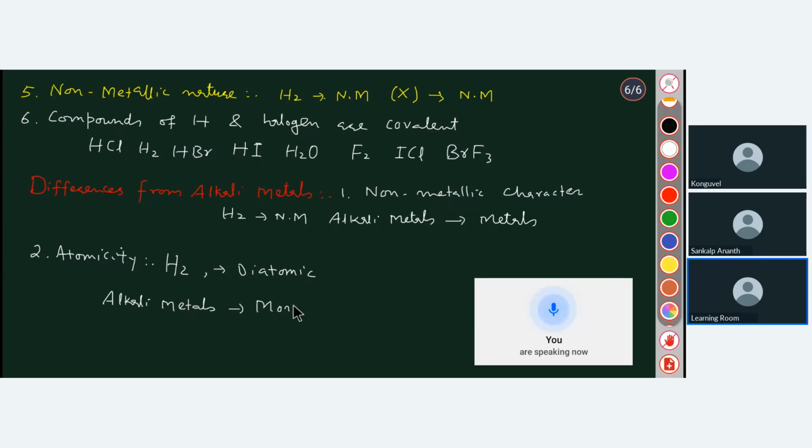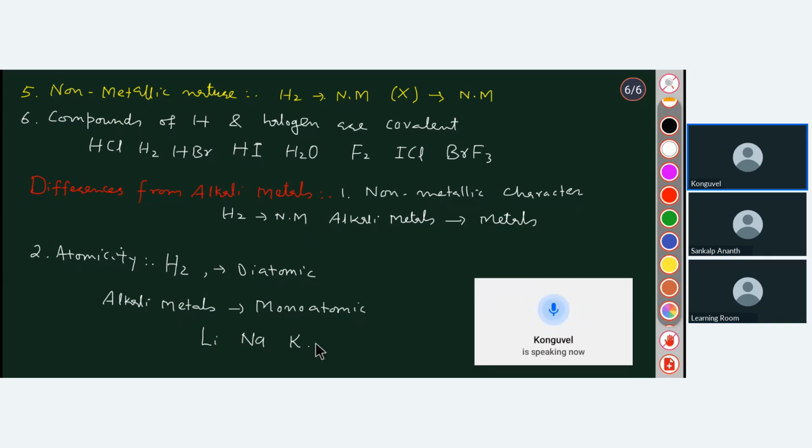Whenever you write them, you just write lithium as Li, you don't write it as Li2. Similarly, sodium as Na, potassium as K. You never write K2, Na2, Li2. So this is another difference, right?